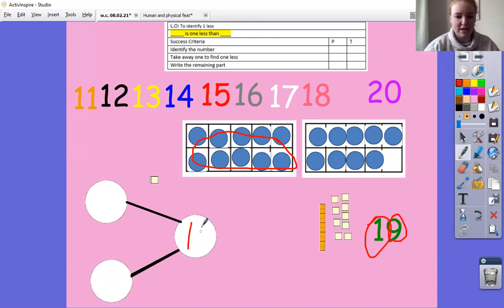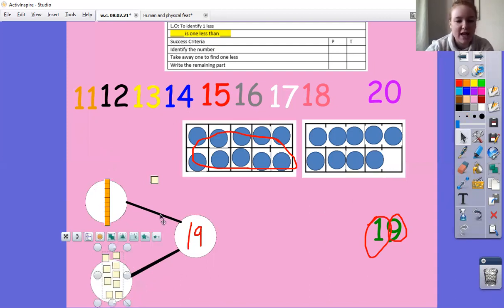So the whole is 19. Brilliant. The whole is split into 2 parts. One part is 10. The other part is 9 ones. So one part is 1 ten and the other part is 9 ones.